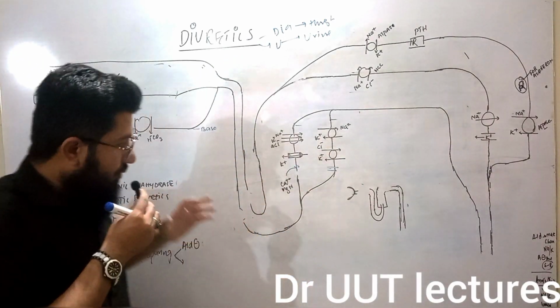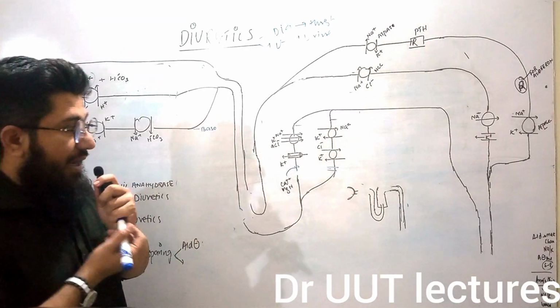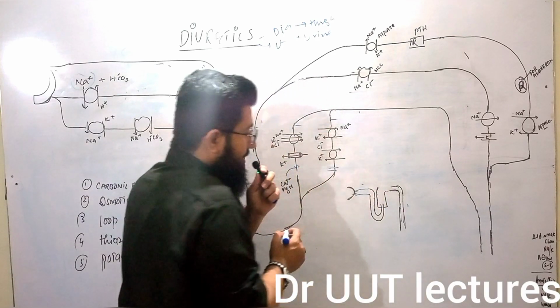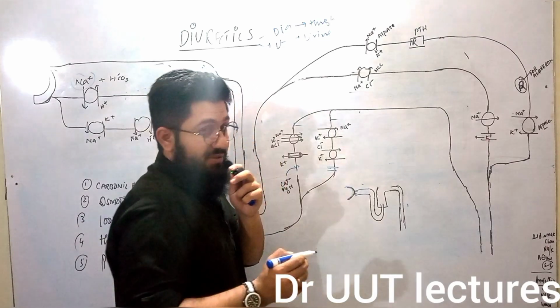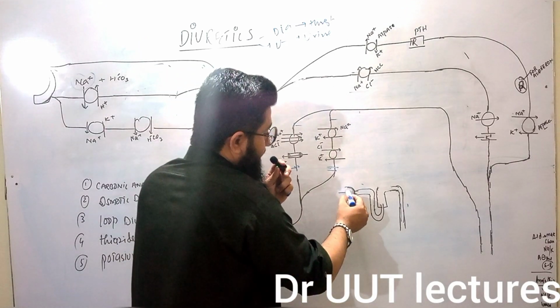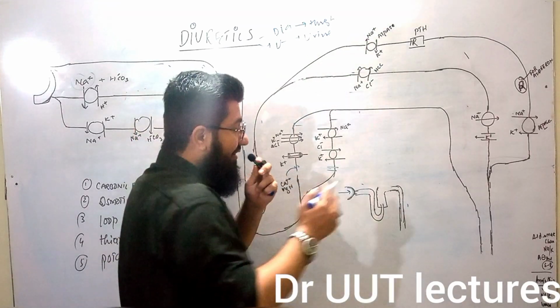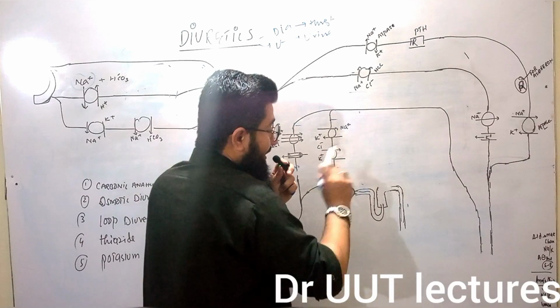Well, before I move toward the discussion, I would love to tell you a little bit about the nephron. We know that this is the structural and functional unit of the kidney. So, what is actually in the nephron? We have this particular portion called Bowman's capsule, from where the blood is filtered, and the filtrate starts moving via this particular tube.